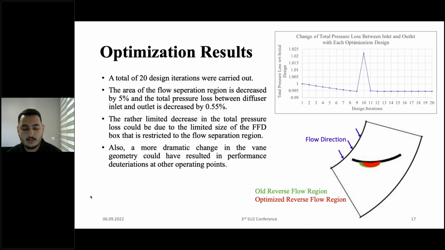The rather limited decrease in the total pressure loss could be due to the limited size of the FFD box that is restricted to the flow separation region, and due to restricting the shape deformation by the given drag constraint. Also, a more dramatic change in the vane geometry could have resulted in performance deterioration at other operating points, as I said earlier.